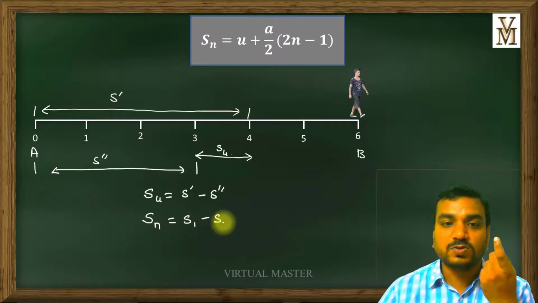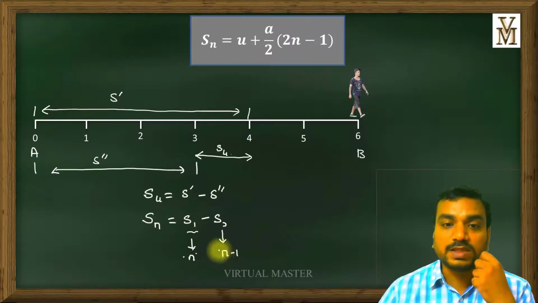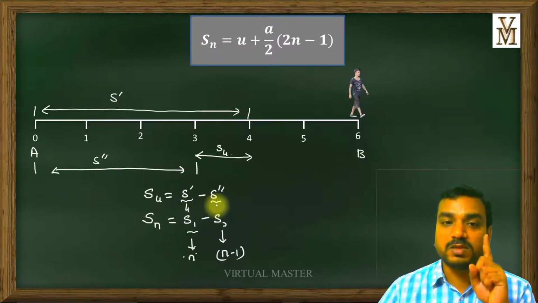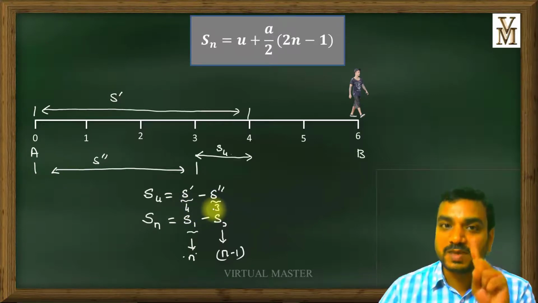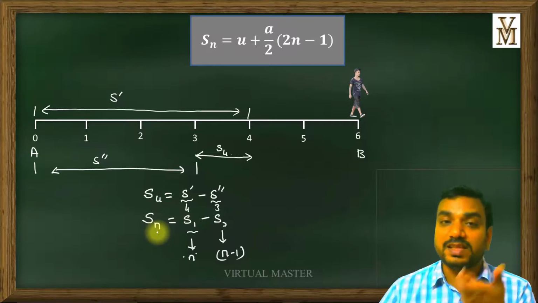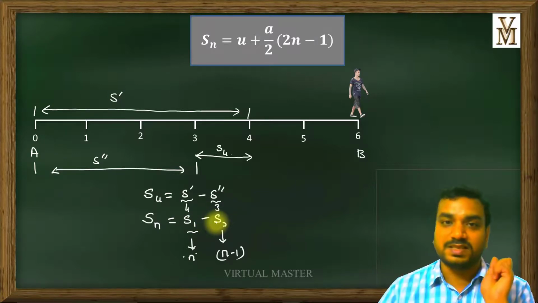S1 minus S2, where S1 is the distance covered by the object in n seconds, and S2 will be the distance covered by the object in n minus 1 seconds. Here S dash is the distance covered by the boy in 4 seconds, S double dash is the distance covered by the boy in 3 seconds, isn't it? So if n is 4, then naturally 3 will be equal to n minus 1. So in general I can write the distance covered by the object during the nth second will be equal to the distance covered by the object in n seconds minus the distance covered by the object in n minus 1 second.